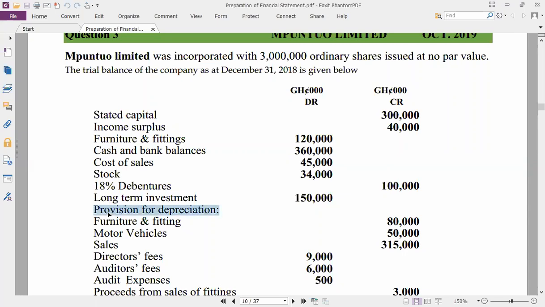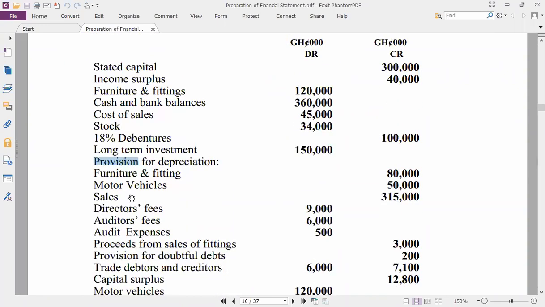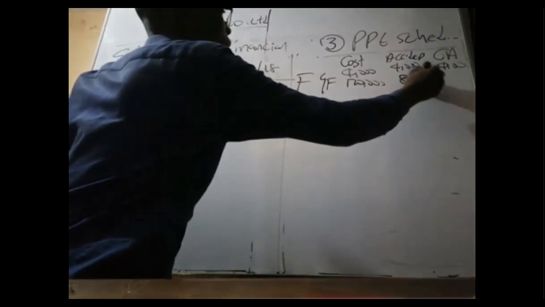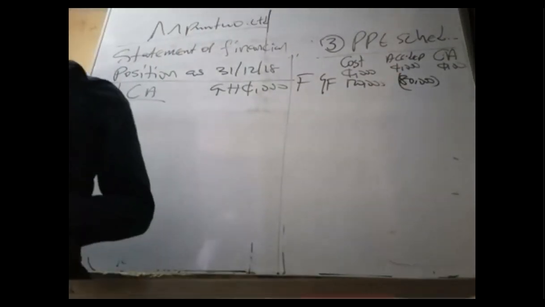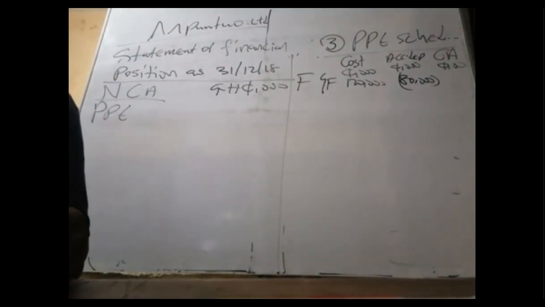Provision for depreciation. The word provision for depreciation is the same as what? Accumulated depreciation. Accumulated depreciation we subtract. The columns that they've given to us, good, it means that the items that fall under it are the provisions. So provision for depreciation for furniture and fitting is 80,000, right? So I'm going to put it down, and I'll put this in brackets, because we are subtracting.